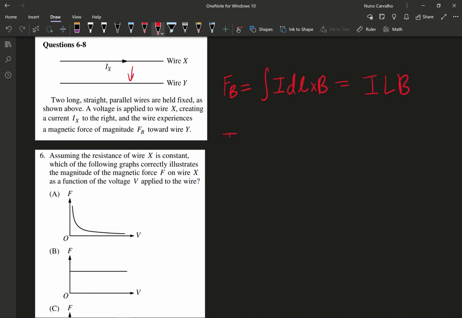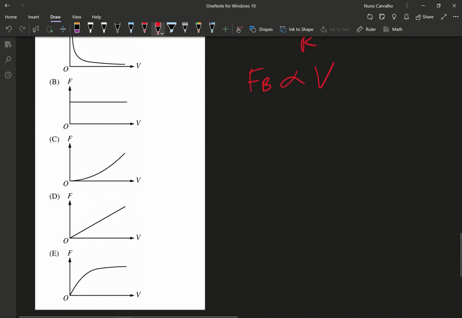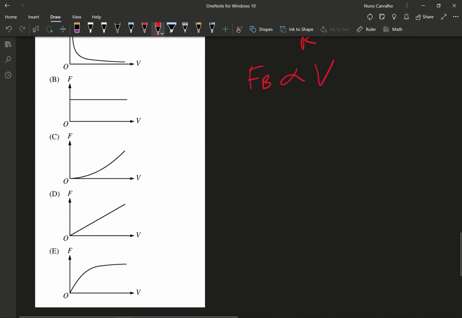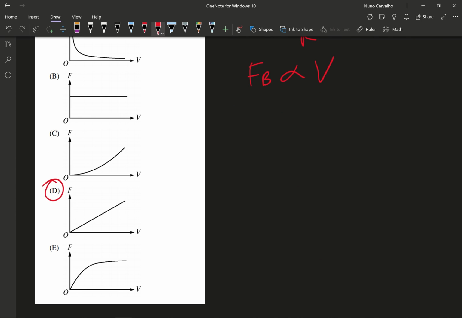Then all you have to know is that the current of a wire is going to be given by the voltage divided by R, and since we're told that the voltage here is going to be constant because it's applied like that, and also the resistance is constant, we can just plug this in and say that FB is going to be given by VLB over R. And so as you can see here, FB is going to be directly proportional to just V, and so the only answer here that seems to be consistent with that is going to be D because it's a straight line pointing up. And so that's our answer.